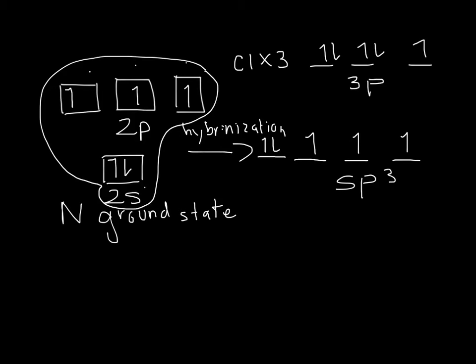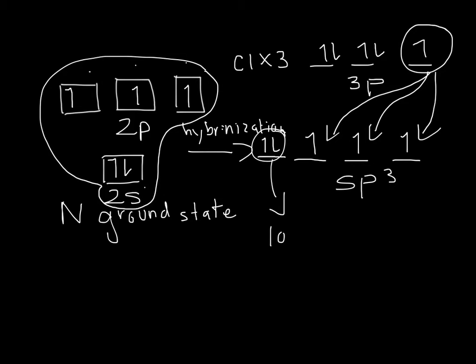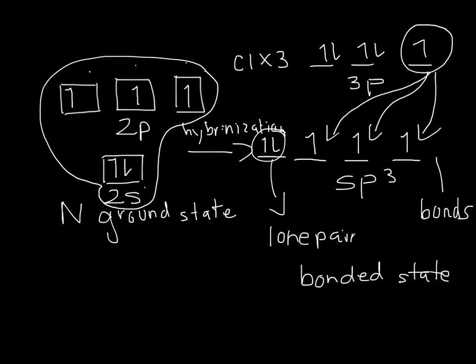Now this one, since we're multiplying it by 3, can bond to this one, it can bond to that one, and another one can bond to that one. This is a lone pair, and these are the bonds. This is of course called the bonded state. And this is how we draw the box diagram.